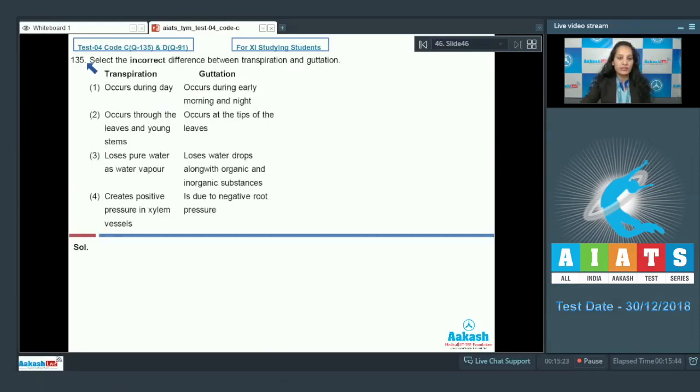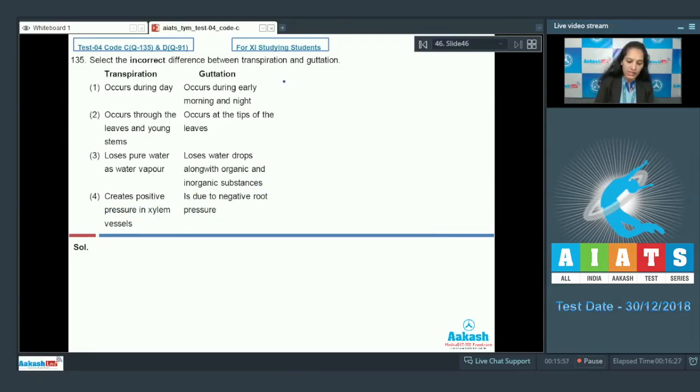Question number 135. Select the incorrect difference between transpiration and guttation. First, occurs during day, occurs during early morning and night. Second, occurs through the leaves and young stems, occurs at the tips of the leaves. Third, loses pure water as water vapor, loses water drops along with organic acid and inorganic substances. Fourth, creates positive pressure in xylem vessels, is due to negative root pressure.